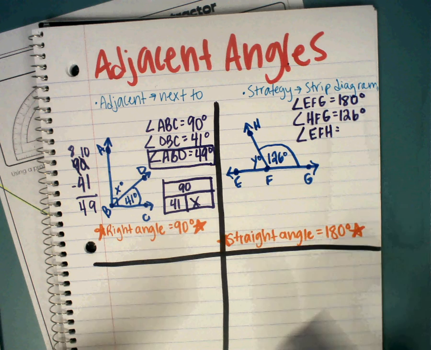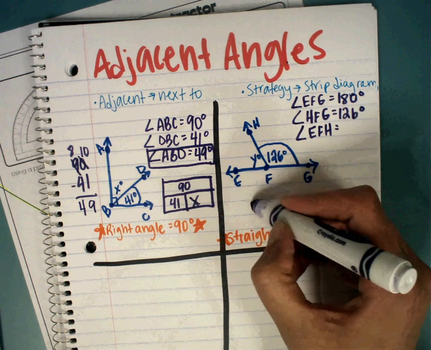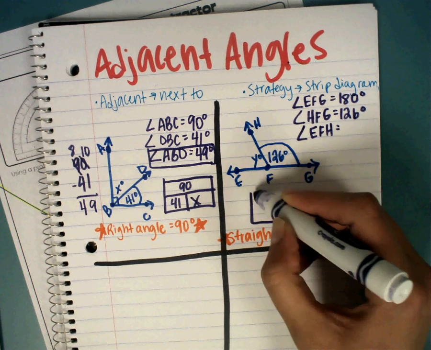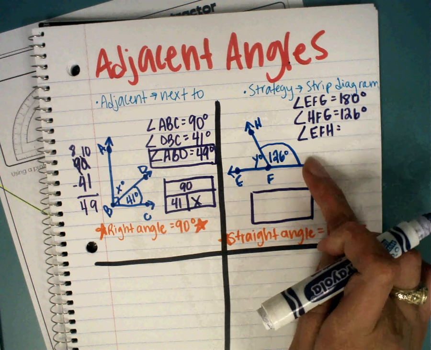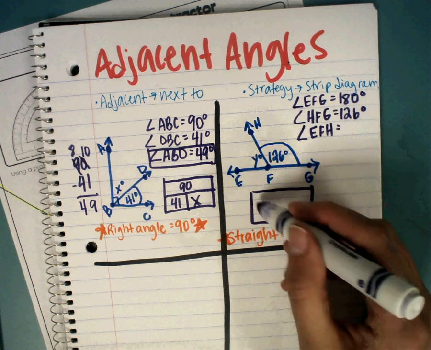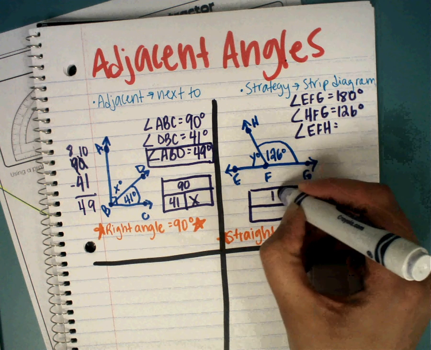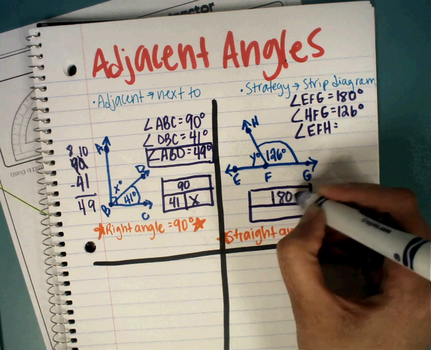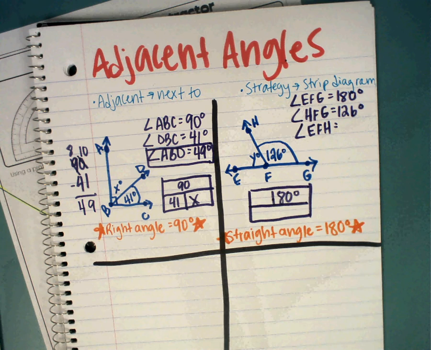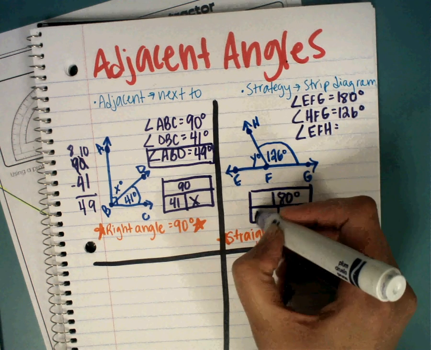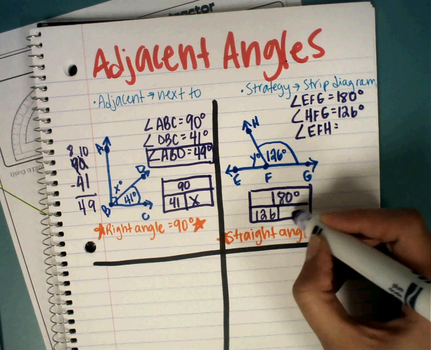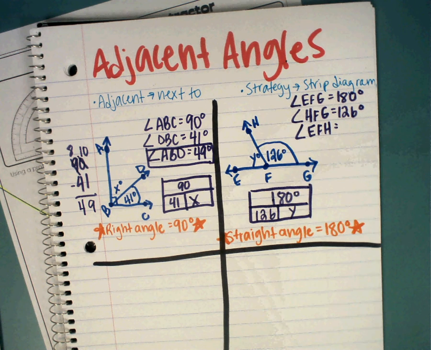So let's make a strip diagram. What's my whole in this case? From here to here is 180 degrees. So that's going to be my whole, 180 degrees. And then one of my parts that I have is 126 degrees, right? 126, and I'm trying to find y. So how am I going to find y? If I have a whole and a part, trying to find the other part.